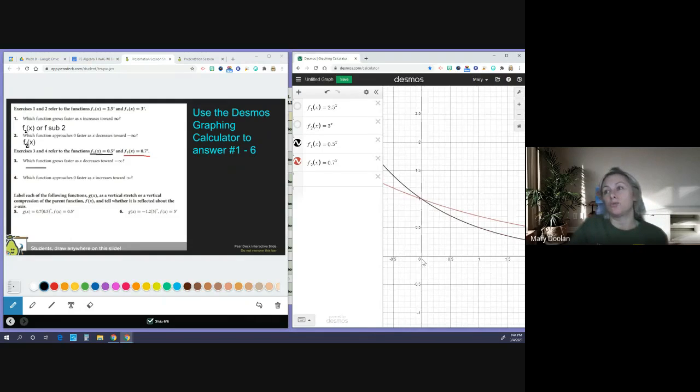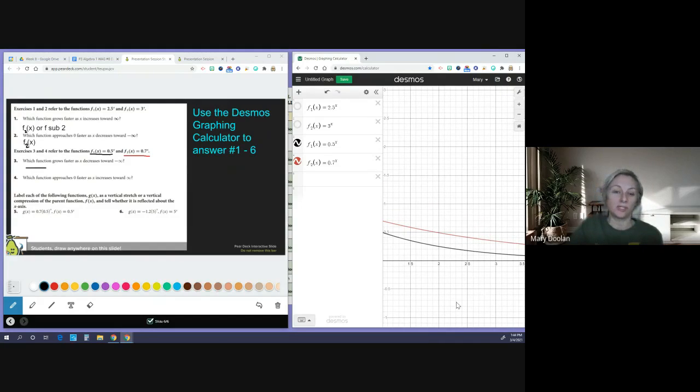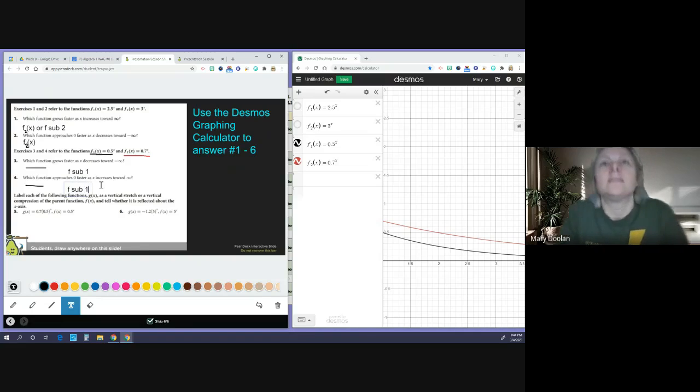So now as we move to the right, which one's getting to 0 quicker? Which one's always closer to 0? The black one again, okay? So you do it that way, or you can just type it out. F sub 1. You could label these with letters and then put which one you want.